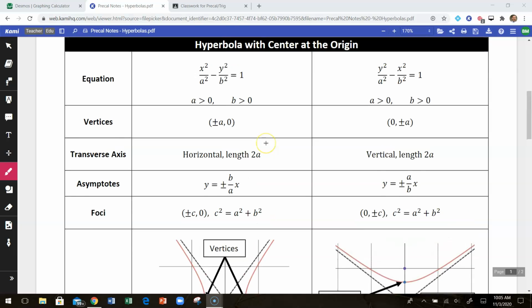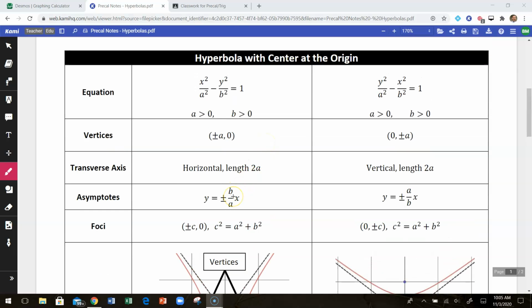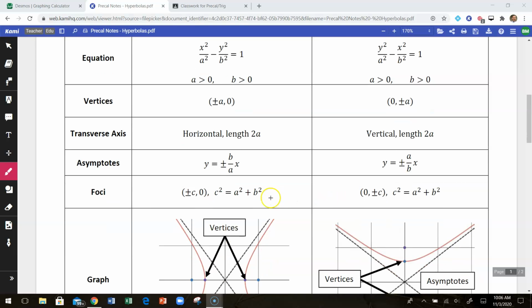But just notice that it's going to be the y change over the x change, and that's going to give us the slope of our lines. So in this case, b is under y and a is under x, and so it's b over a. But in this case, a is under y, and my y change is first, on top, so it's a over b instead of b over a. But again, we'll look at that when we look at the graph and be able to find those a little bit easier.